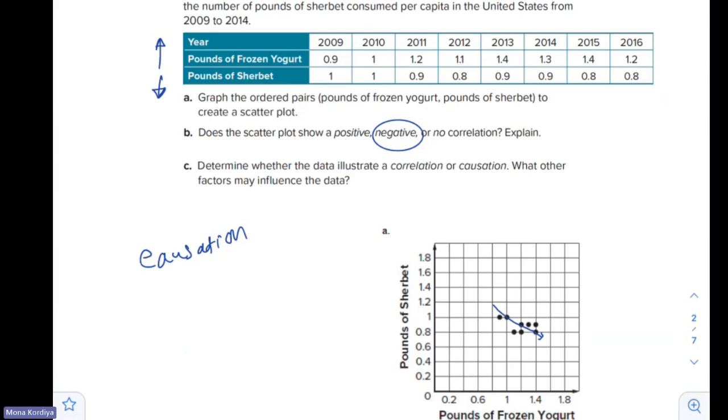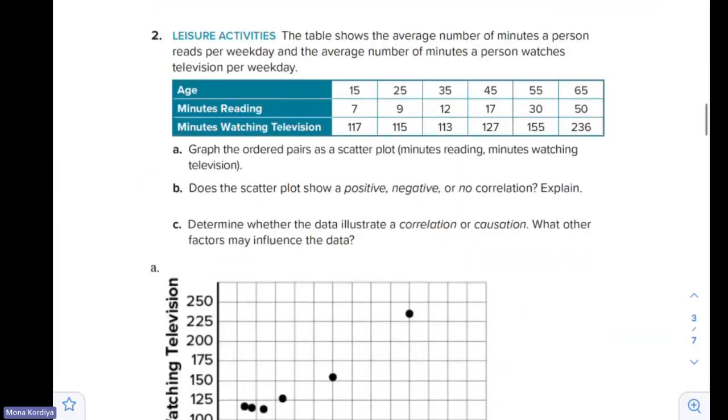So we can say it is causation. What other factors may influence the data? We can say the price, also the weather. Yani we can have many factors affecting that. Let's see another example here.